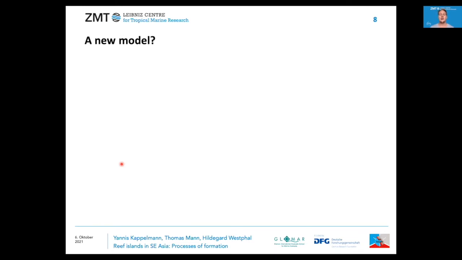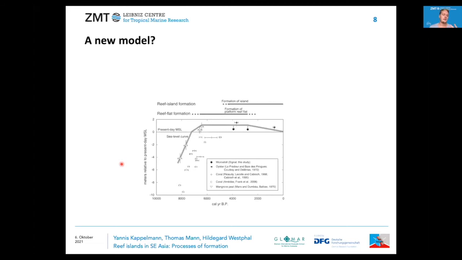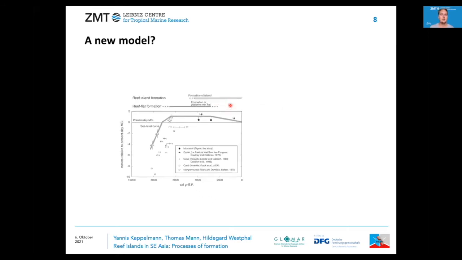And when we now compare this to some other reef island models, we can discover some similarities as well as some differences. This is a model from New Caledonia, a reef island from New Caledonia. And what's of similar nature as in our study is that once the reef flat provided an accommodation space for the actual reef island, the formation of the island occurred rapidly, which is pretty similar to what we have discovered.